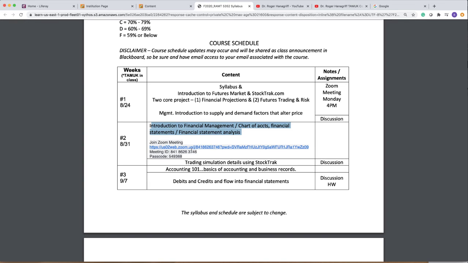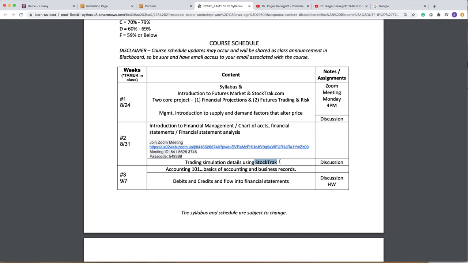If not, let me know if we've got some problems there, and we can try to work around them, but I think that will work for most of the students. Here is the Zoom meeting link. I went ahead and put that in the syllabus, but I'll also be emailing that out. Also, next week we will start the trading simulation. That's how you're going to learn about the futures market, through a simulation system. It's done in StockTrack. It'll cost you about $25 to get set up for this simulation, but we will go over that next week and get you all started.